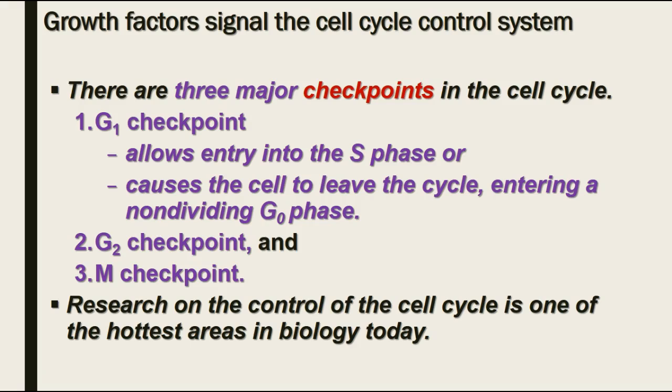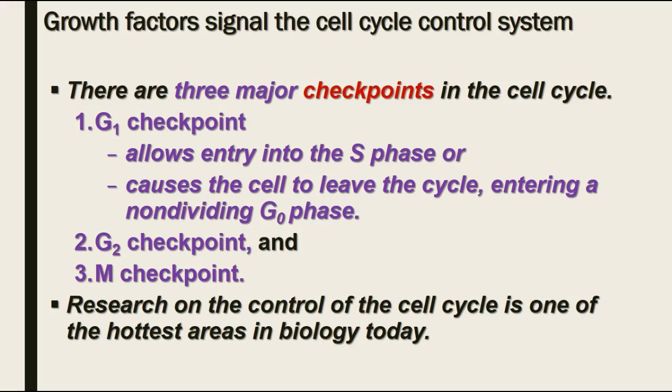The G2 checkpoint checks to make sure that the DNA is properly copied and that all the other molecules that are necessary are ready to go into the M phase, into mitosis. And finally, the M checkpoint makes sure that all the chromosomes are attached to spindle fibers and things like that, and it's ready to continue with division.